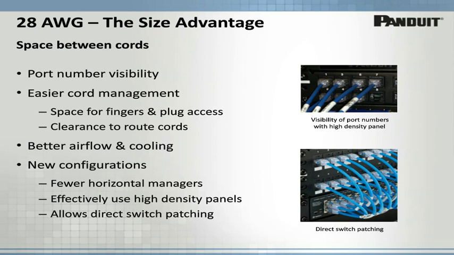First of all, that means better port number visibility, especially when using high-density panels, as you can see in the picture. It also means easier cord management, since there is space for fingers and plug access, and for routing cords. It means better airflow and equipment cooling, which is especially important with large chassis switches, whether in telecom rooms or data centers. And finally, it means new configurations are now feasible, whether using fewer or no horizontal managers due to the ease of cable management, the effective use of high-density panels since the cabling bulk is reduced, or even new layouts like direct switch patching, as we show in the picture on the right, all of which are not as practical when using typical 24 gauge cabling.